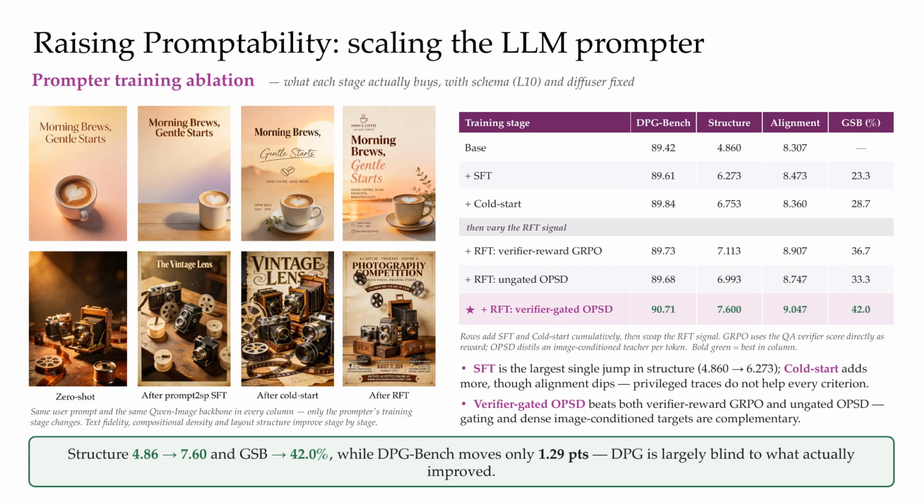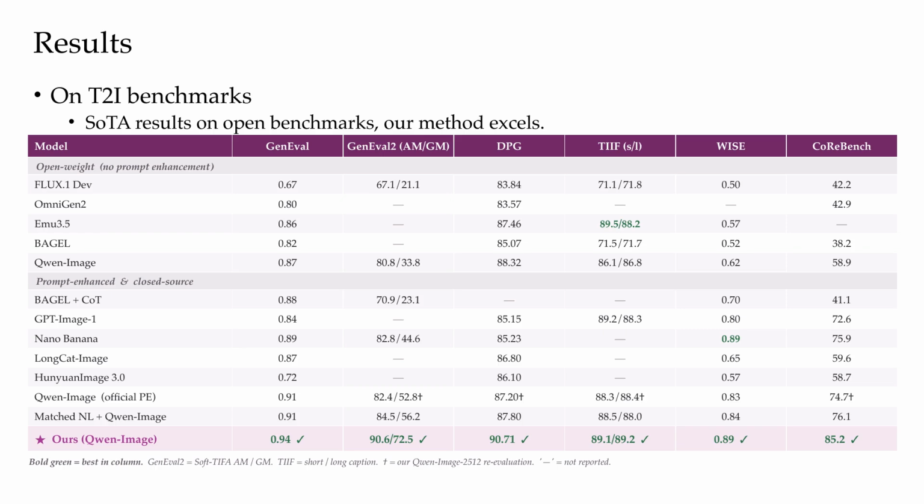Supervised fine-tuning learns plausible schema content, not just valid JSON. A cold start teaches it to derive that content without ever seeing an image. Then reinforcement on its own rollouts, gated by a verifier and supervised token by token from an image-conditioned teacher. Watch the columns. Same prompt, same backbone, only the training stage changes. Put that trained prompter in front of the SFT-trained diffuser, and we lead every column.